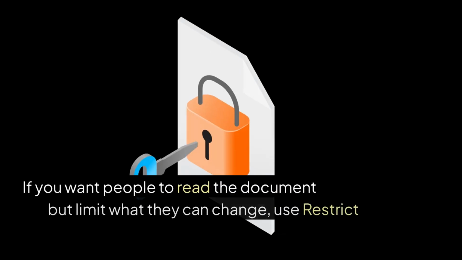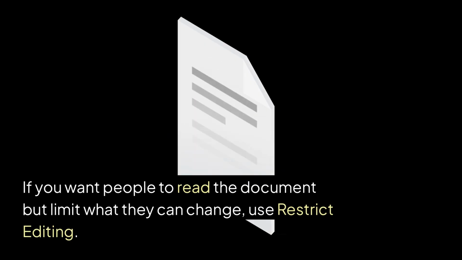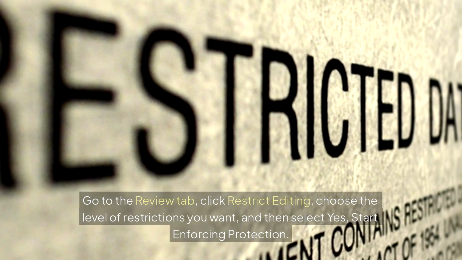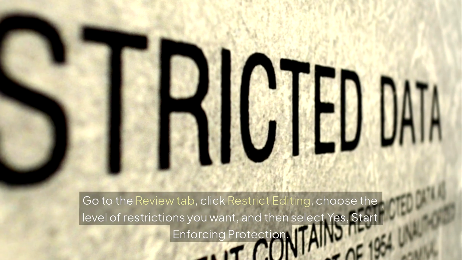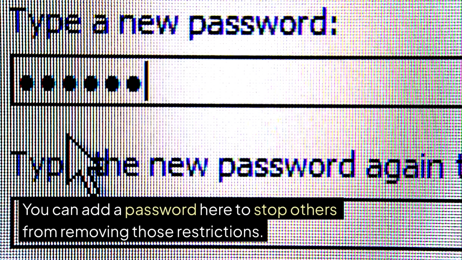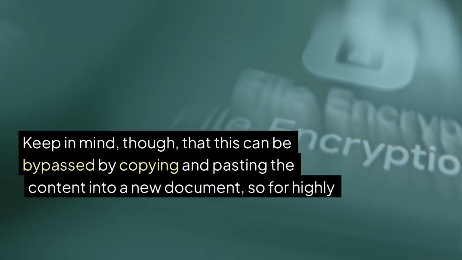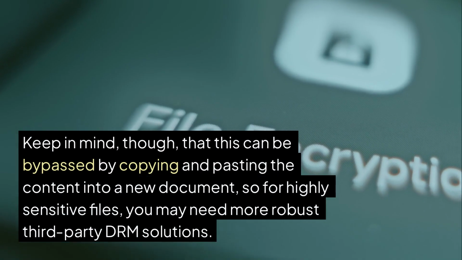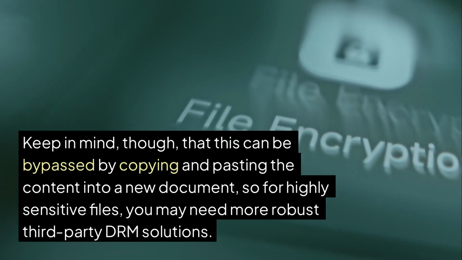If you want people to read the document but limit what they can change, use Restrict Editing. Go to the Review tab, click Restrict Editing, choose the level of restrictions you want, and then select Yes, Start enforcing protection. You can add a password here to stop others from removing those restrictions. Keep in mind, though, that this can be bypassed by copying and pasting the content into a new document, so for highly sensitive files, you may need more robust third-party DRM solutions.